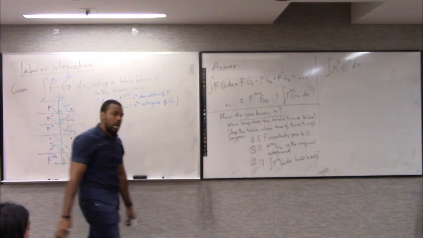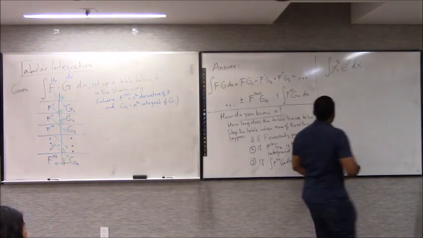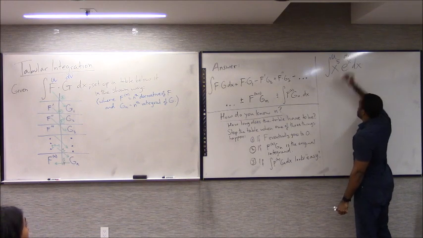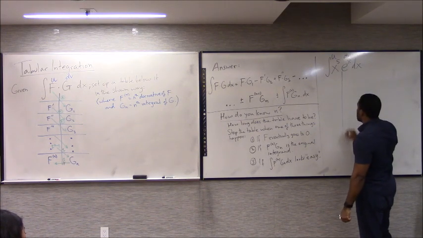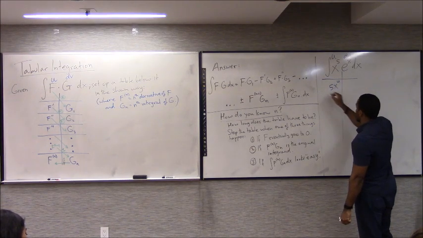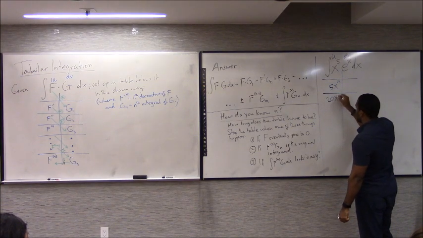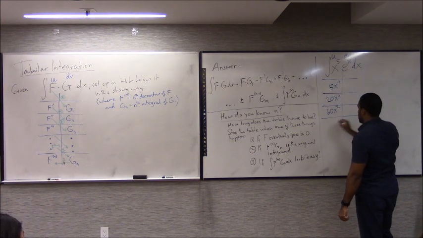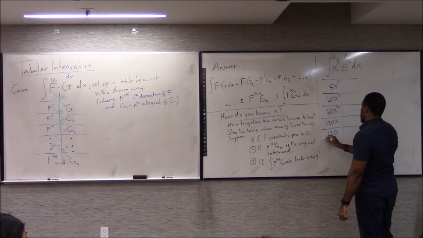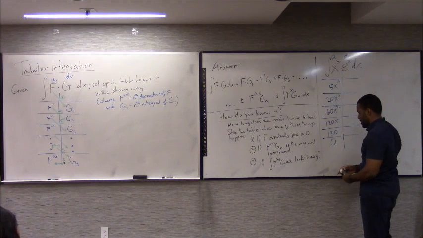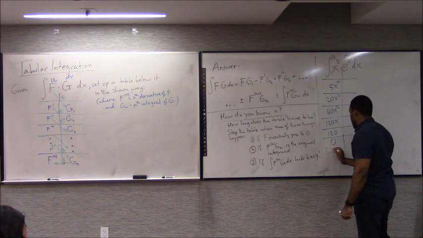With tabular integration, how would it work though? Well, that's going to be my u, that's going to be my dv, so it's already in the right order. I'm going to start setting up a table. I am going to keep differentiating the x to the 5th. Differentiate that, I would get 20x cubed. Differentiate that, I would get 60x squared. Differentiate that, I would get 120x. Differentiate that, I would get 120. Differentiate that, I would get 0. I am now in a situation where I eventually hit 0, and what you do here is you stop.